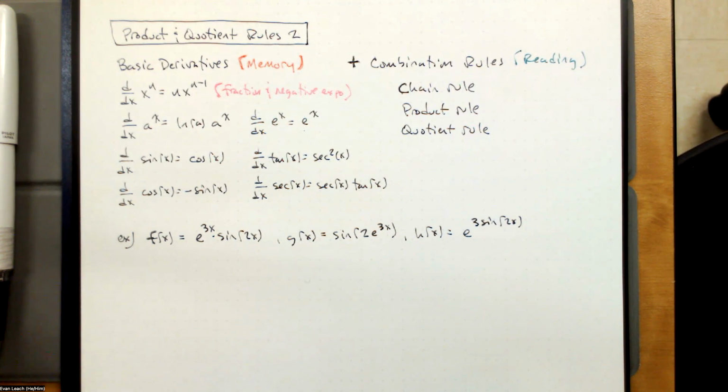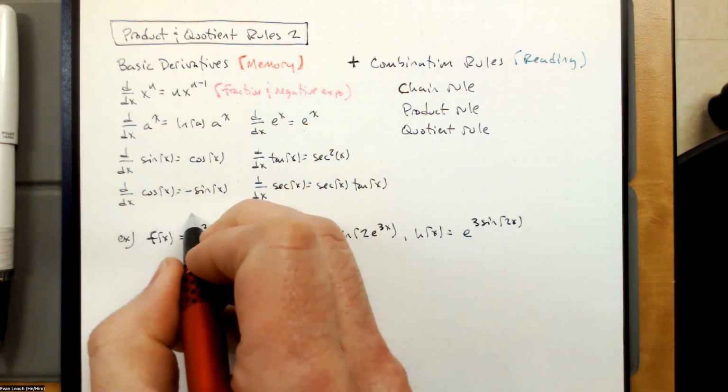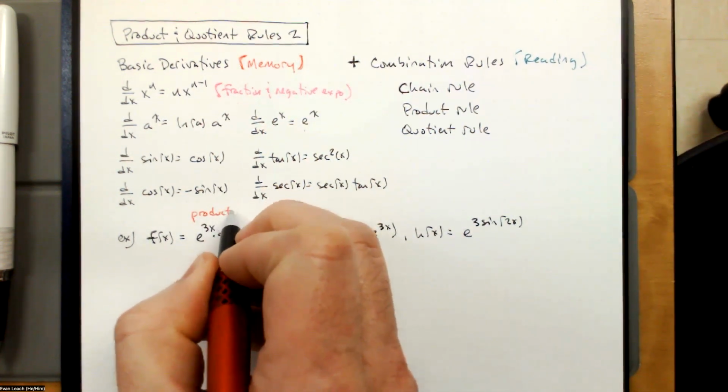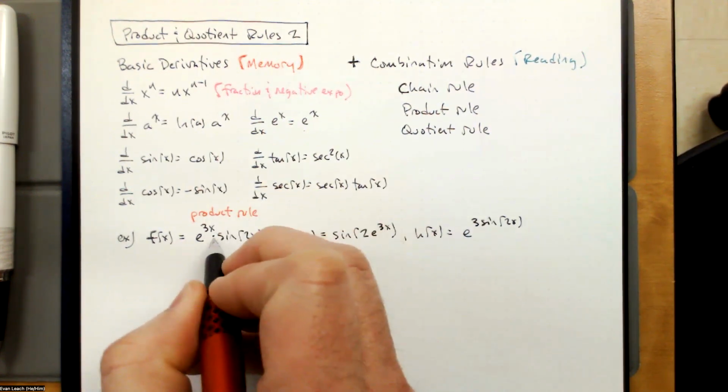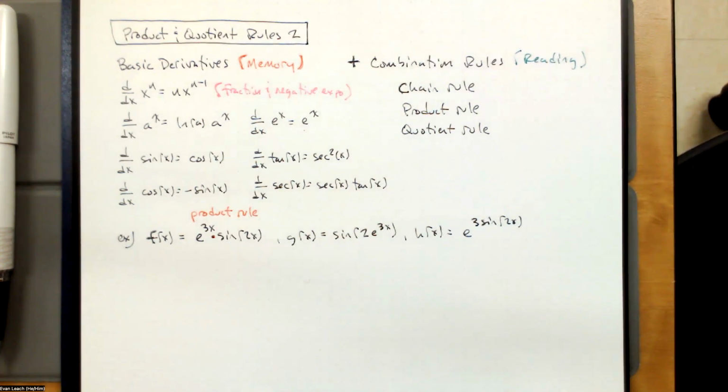Now, one of the things that tells us product rule is that there's two instances of x, so that there are two functions of x. We want to clearly see two functions of x.